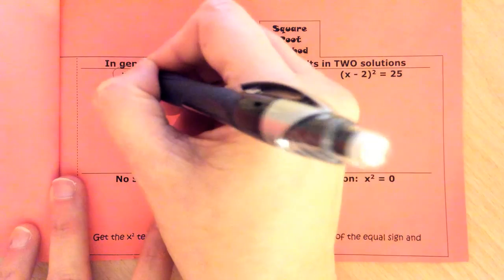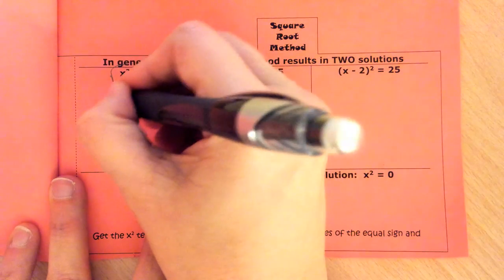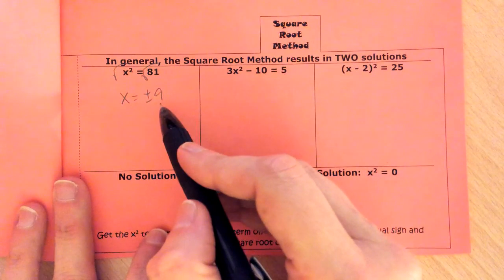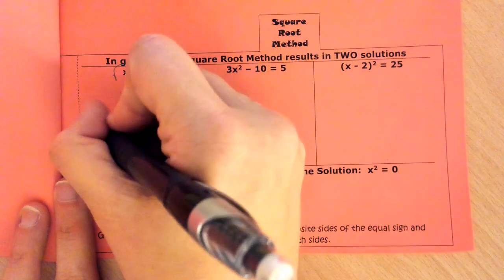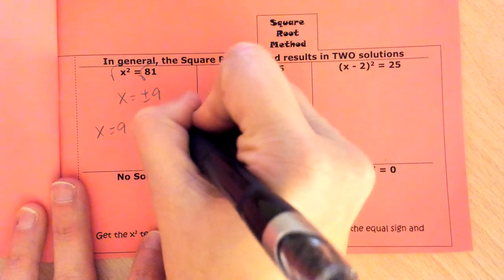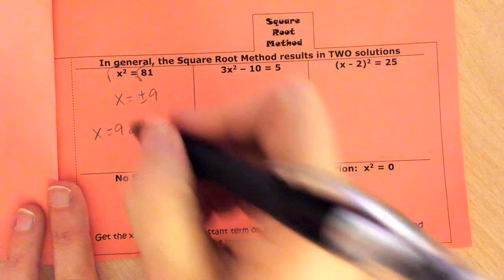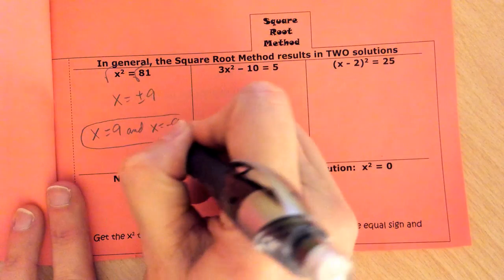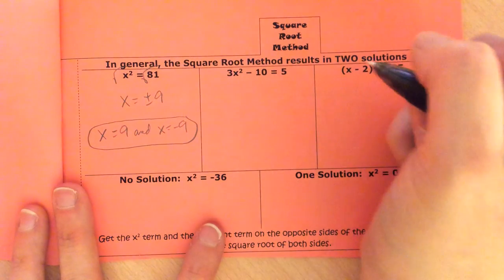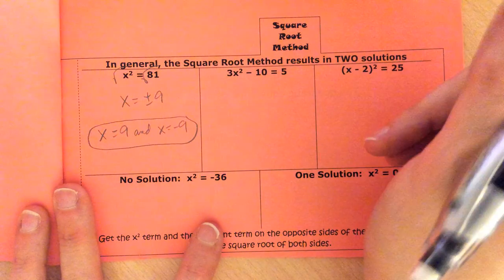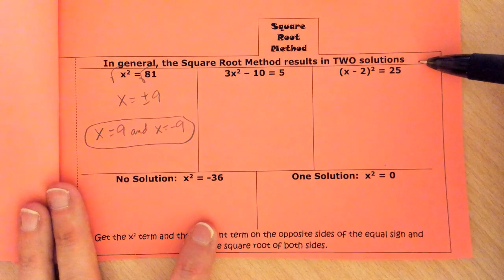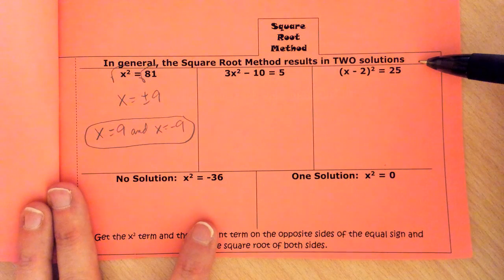Okay, square root of x squared gives me x equals plus or minus 9. And you can write it like this, but I'd prefer that you actually write it expanded. So let's write x equals 9 and x equals -9, or x equals 9 and -9. Let's write it like that, because that way we know what we're supposed to be getting there. I want you to understand that it's actually two different solutions. Okay. In general, the square root method is going to result in two solutions. There's only a couple of situations where it won't.